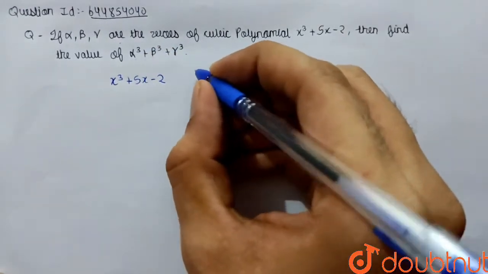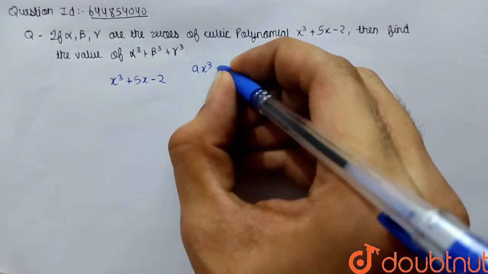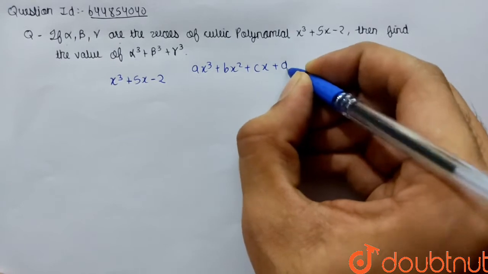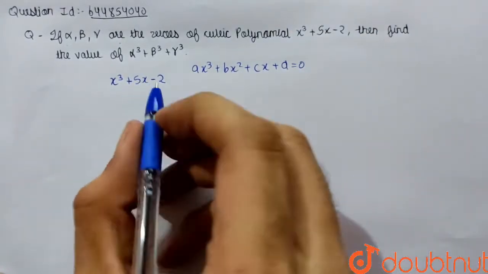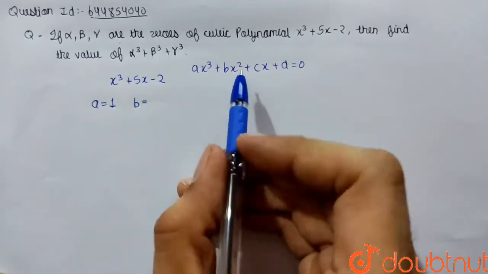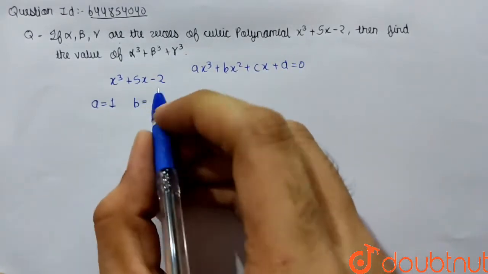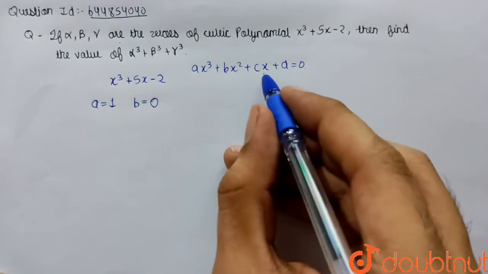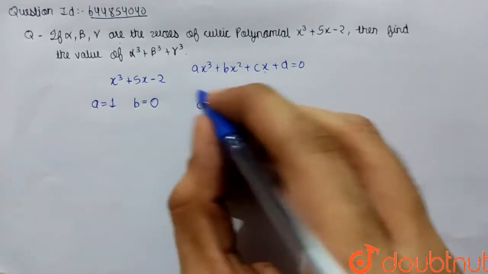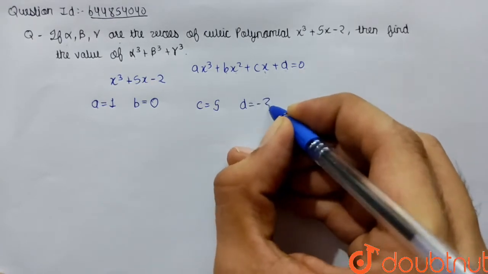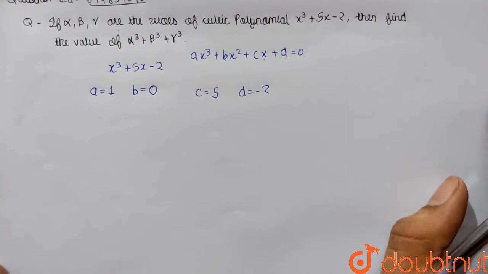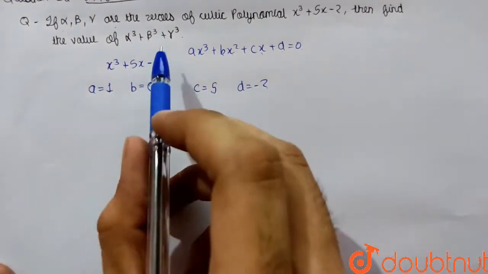What is a cubic polynomial? The general form of a cubic polynomial is ax cube plus bx square plus cx plus d equals 0. So comparing it to this, we have the value of a as 1. The coefficient of x square is b. There is nothing, so we can write 0. The coefficient of x is c, so we have 5, and the constant is d, which is minus 2. Right? Now, what we need to do is find the value of alpha cube plus beta cube plus gamma cube.